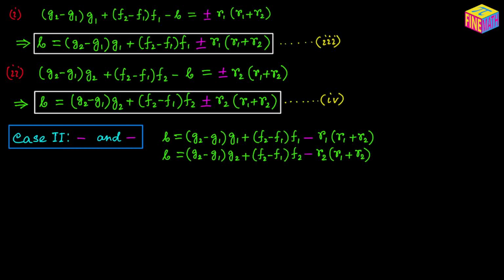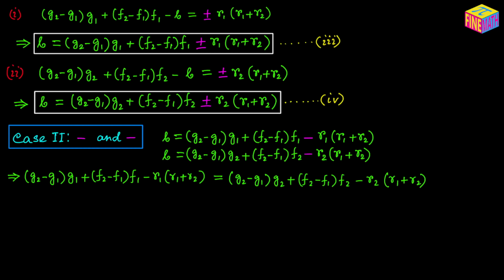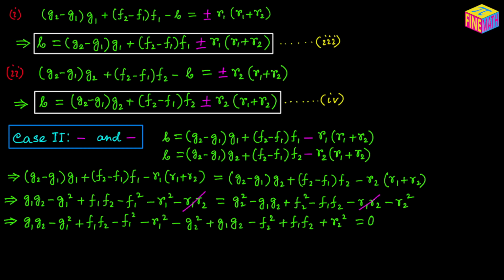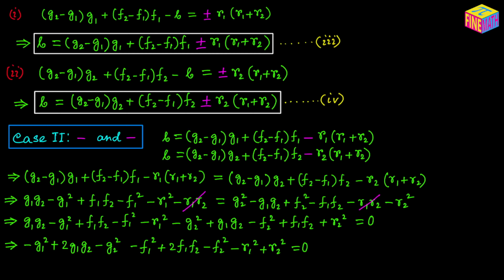So b's values can be written like this if we use the negative sign for both the equations, and if we equate the values of b, then we can write an equation like this. If we remove the parenthesis, our equation will look like this, and you see the negative r sub 1 times r sub 2, that term would cancel out each other on both sides of the equal sign. And then if we bring everything to the left hand side, our equation can be written like this. And if we rearrange a little bit, our equation can be written like this.